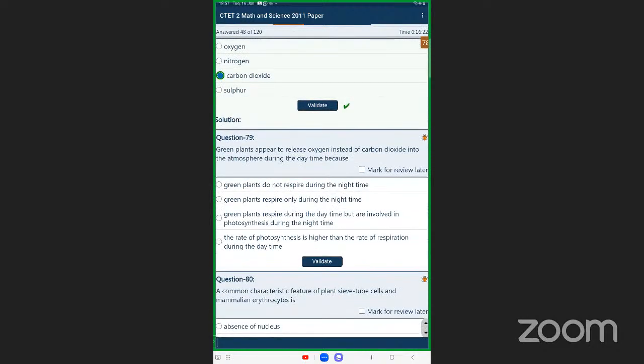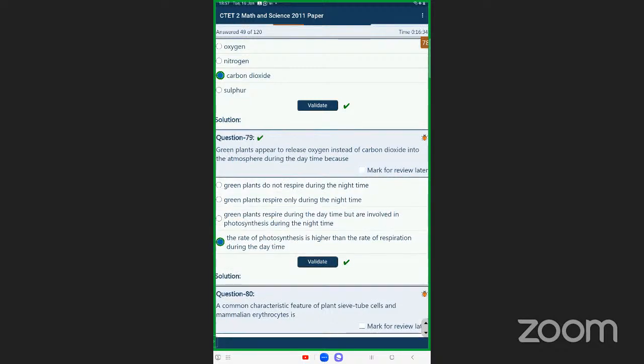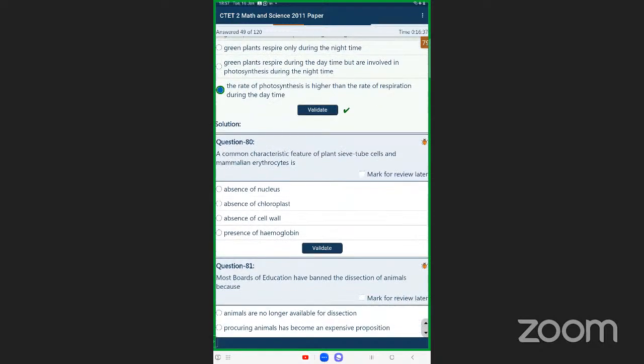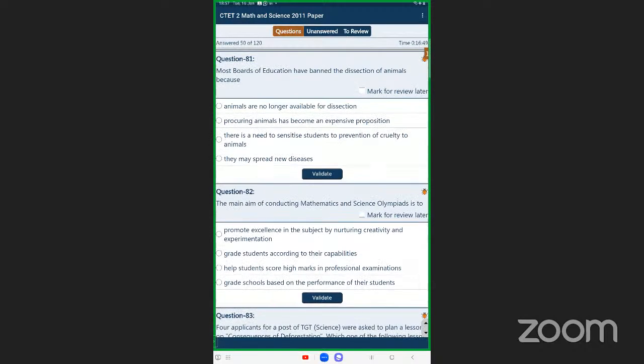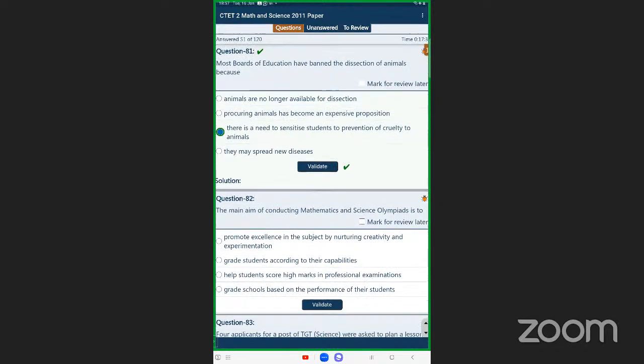Now, the greenhouse effect, which causes the increase of the atmospheric temperature, is due to carbon dioxide, student. Next one. Green plants appear to release oxygen instead of carbon dioxide into the atmosphere during the daytime because the rate of photosynthesis is higher than the rate of respiration during the daytime. Student, option D. A common characteristic feature of plant sieve tube cell and mammalian erythrocyte is absence of what, student? Nucleus. Option A. Okay. Next one, student. Most boards of education have banned the dissection of animals because there is a need to sensitize students to the prevention of cruelty to animals. So option C is correct.